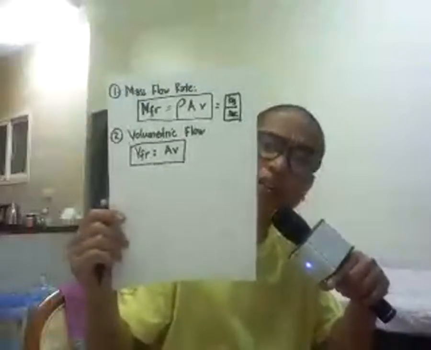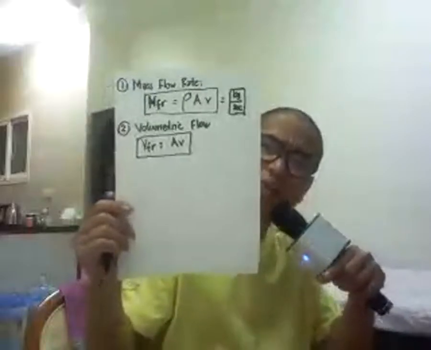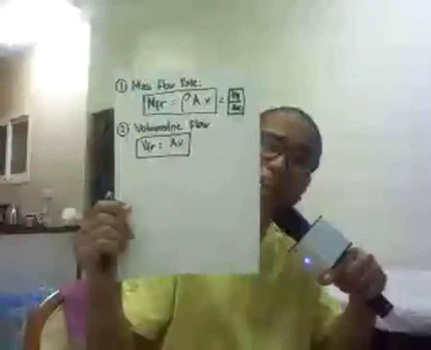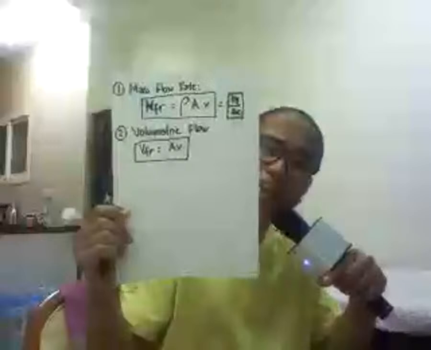Sometimes only the mass is given, and you have to go to the volumetric flow rate, so you use first the mass flow rate formula before you go to the volumetric flow rate formula, something like that. And then you have to convert using the conversion factor.